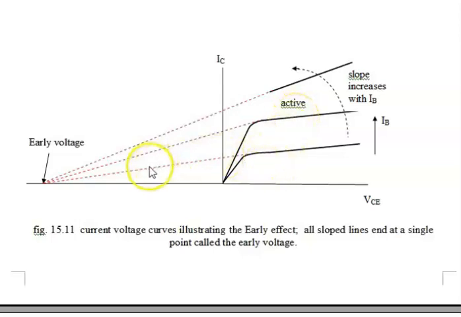And the nice thing is that all of these lines end at one point right here. Smaller slope, smaller IB, larger slope, larger IB. Slope increases with IB such that all the points coalesce at something called the early voltage. We would like this to be as large as possible.